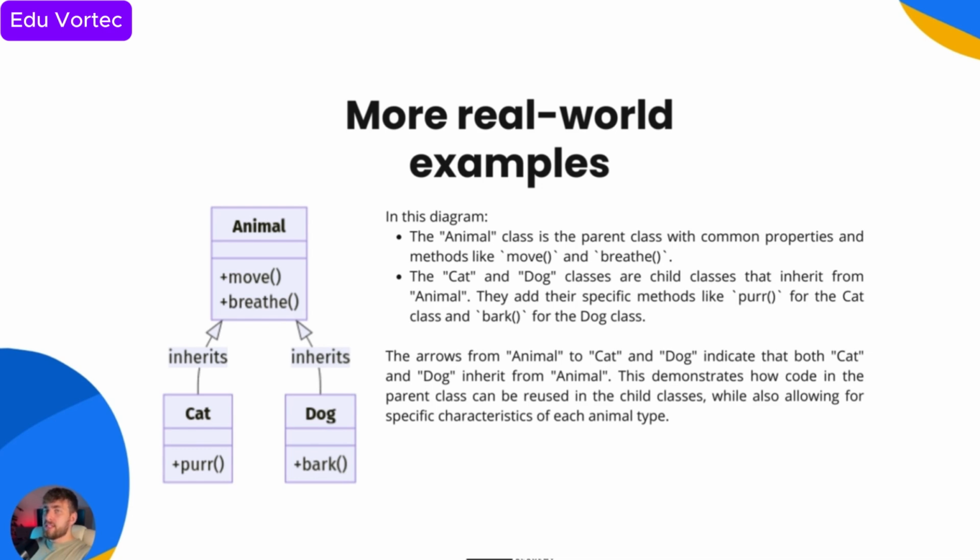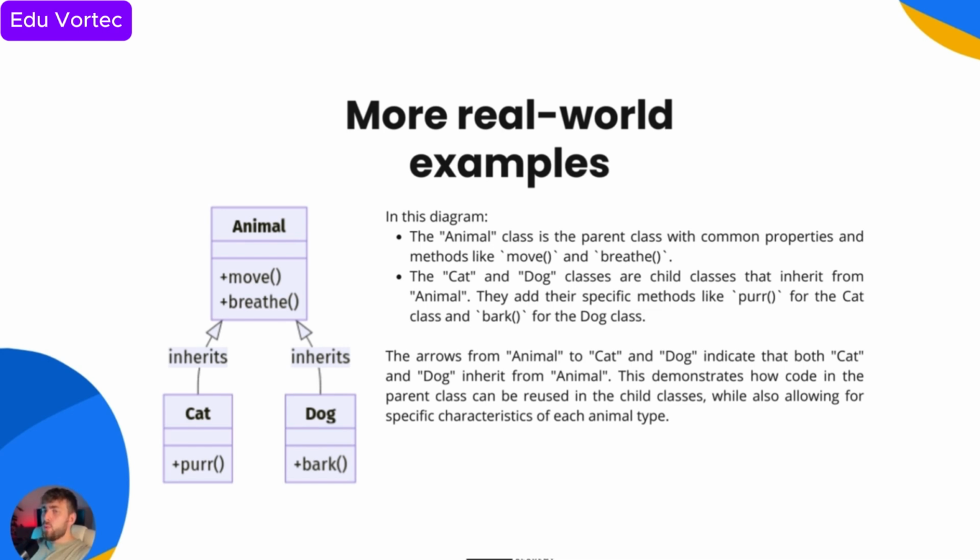Let's take a look at some examples of inheritance in real-world scenarios, so you can understand the practical applications of inheritance in object-oriented programming. One of the most common examples of inheritance is in the relationship between parent classes and child classes. For example, consider a class animal. This class could contain properties and methods that are common to all animals, such as ability to move and breathe.